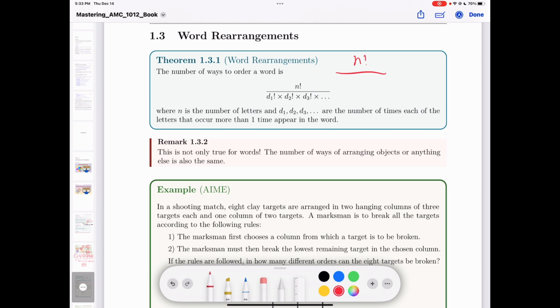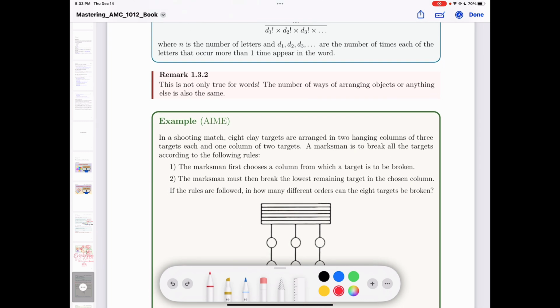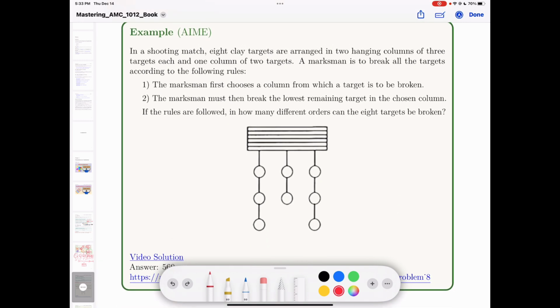It's just taking care of duplicates like we did in basically the reflection problem, where since there were 2 in every set, you have to divide it by 2 to get rid of the duplicates. So this is what remark 1.3.2 is talking about. Like for the circle question, that also made sense.